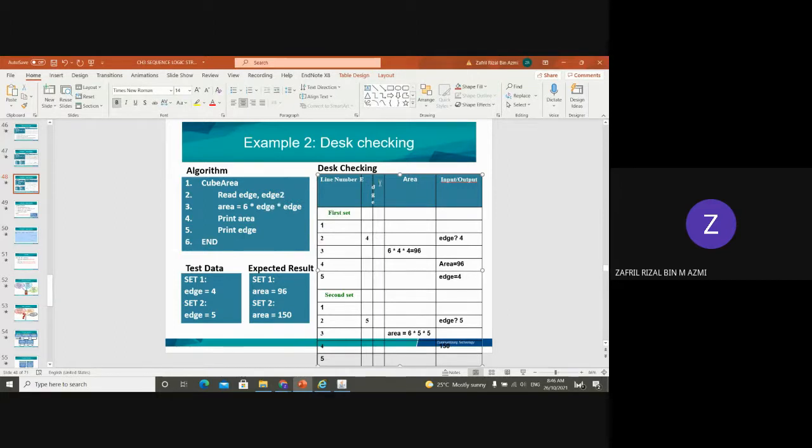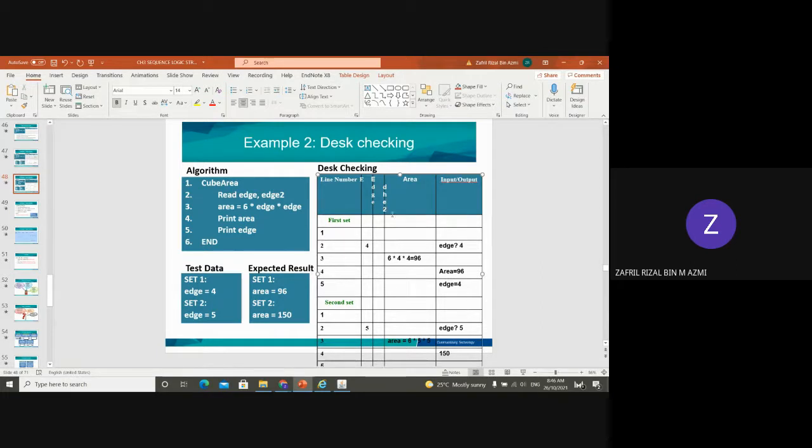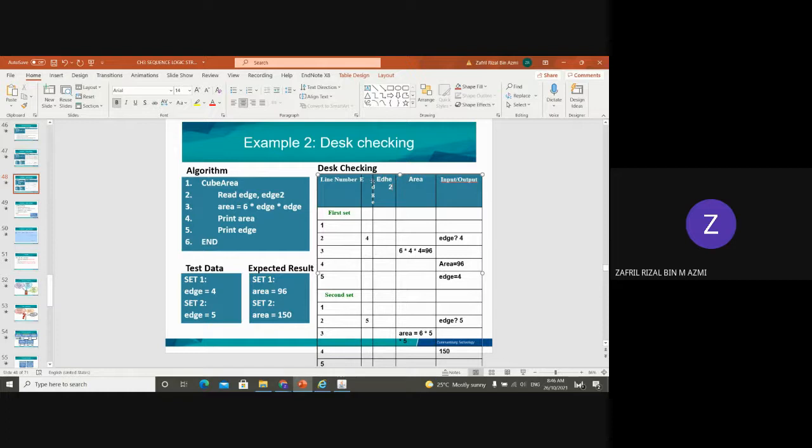This is H, this is H2. Understand, right? This is H, this is H2. Because we have two H, right? H and H2. So in the same line, which is line number 2, we have two inputs. Okay, H and H2. So let's say the H2 value is 2, right?